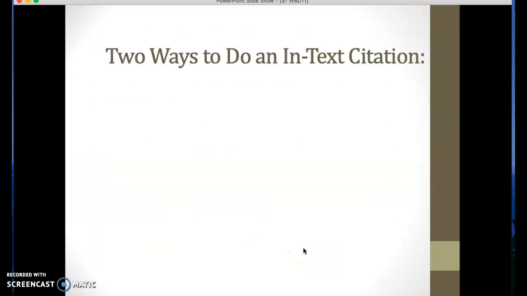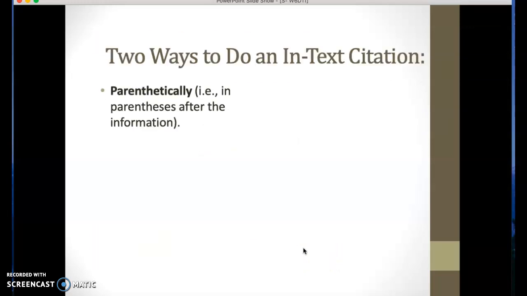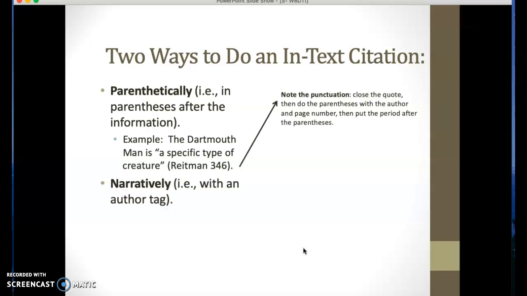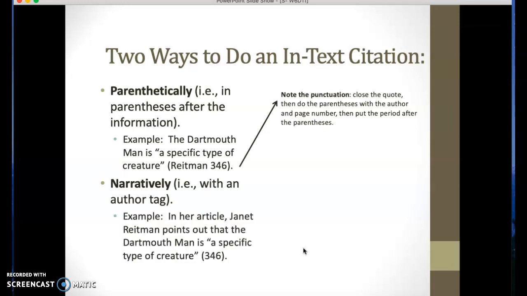And then I also want to bring your attention to 2 ways to do an in-text citation. So we can either do it parenthetically, which is where the parentheses are after the information. And an example of this is shown here. We have the author's last name and then the page number, and that's all in parentheses, and the period goes outside of the parentheses. So then we also have the option of doing narrative citations.